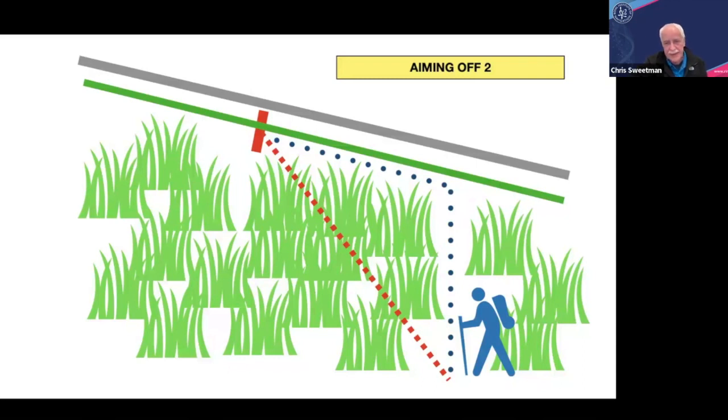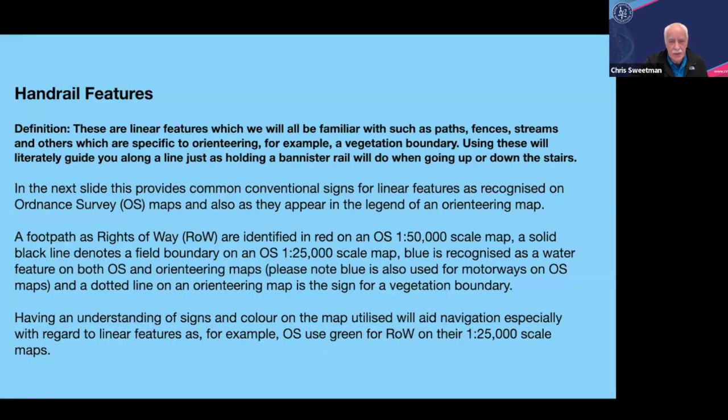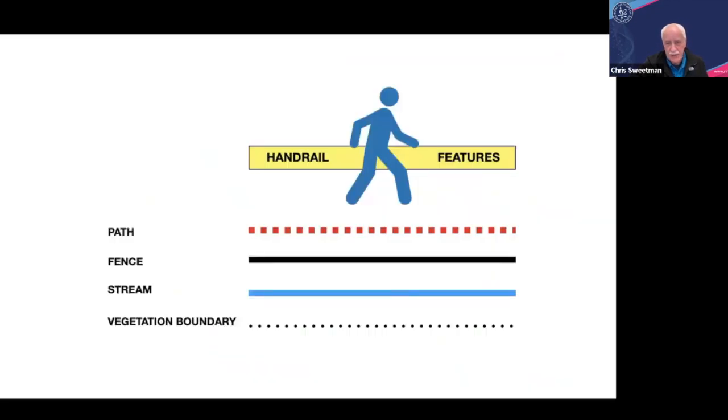So handrail features, again, you've got the text. How can you put it into a graphic? Here you've got handrail features, and examples of what handrail features are: a path, a fence, a stream, and in orienteering maps, it's likely that you're going to have a vegetation boundary. What does a vegetation boundary look like? It looks like that. It could be different species of trees, a vegetation boundary between coniferous trees and deciduous trees, or kind of rough land and grass land. So it gives you that opportunity to use it as a handrail feature.